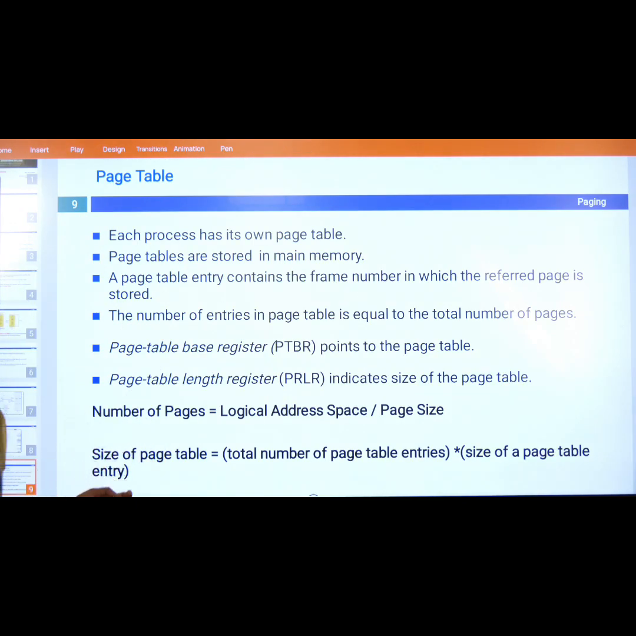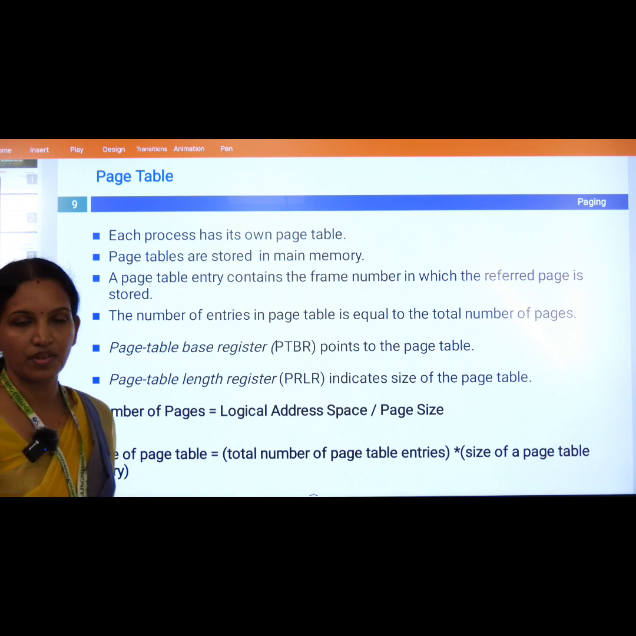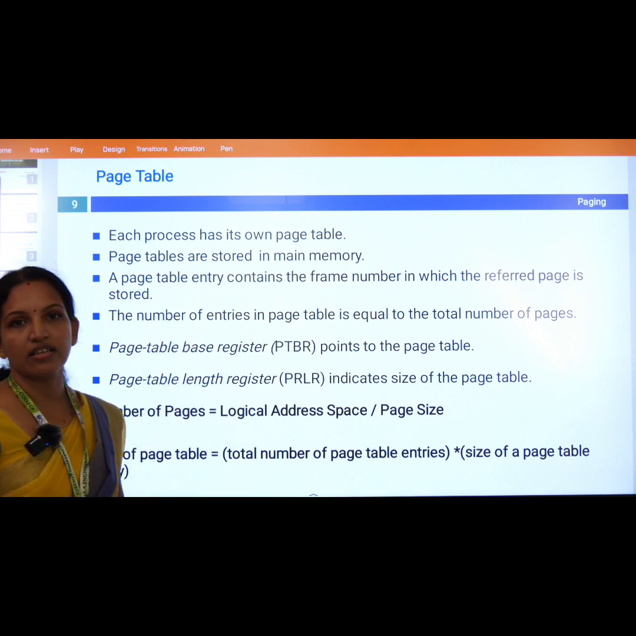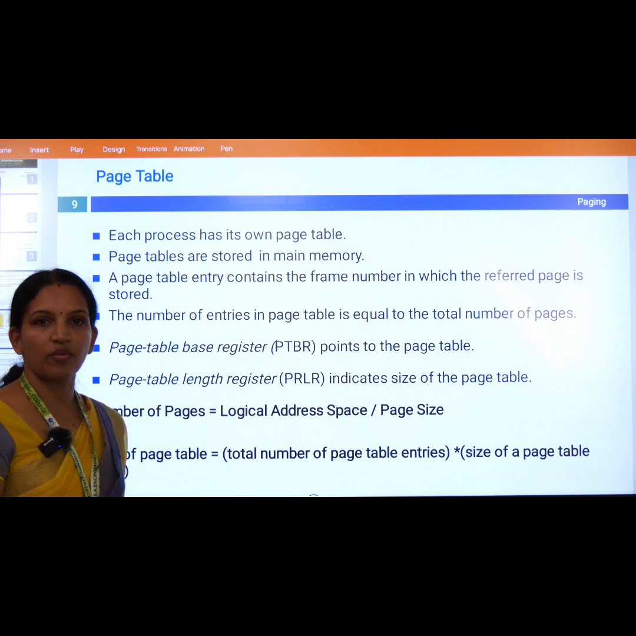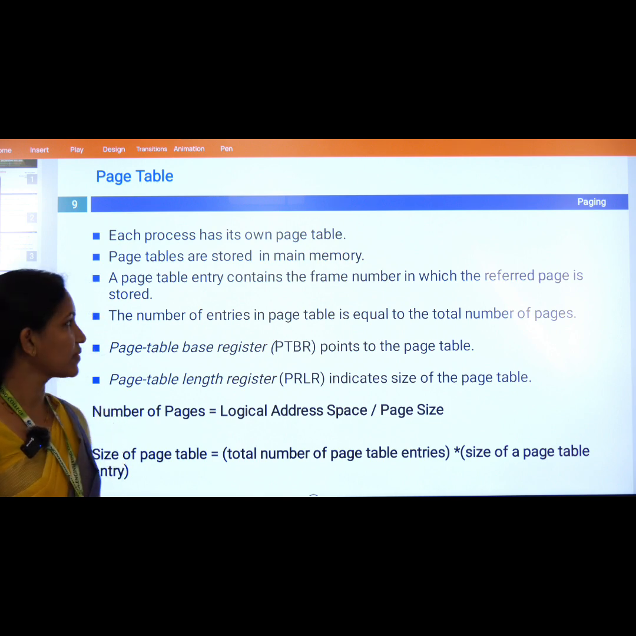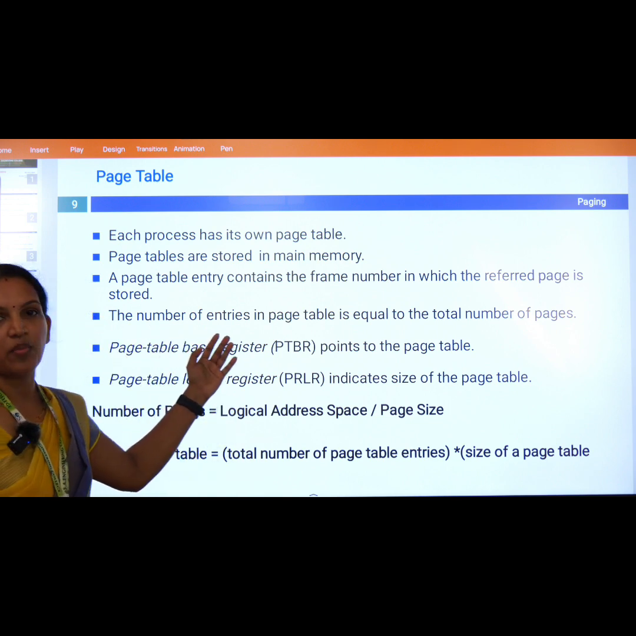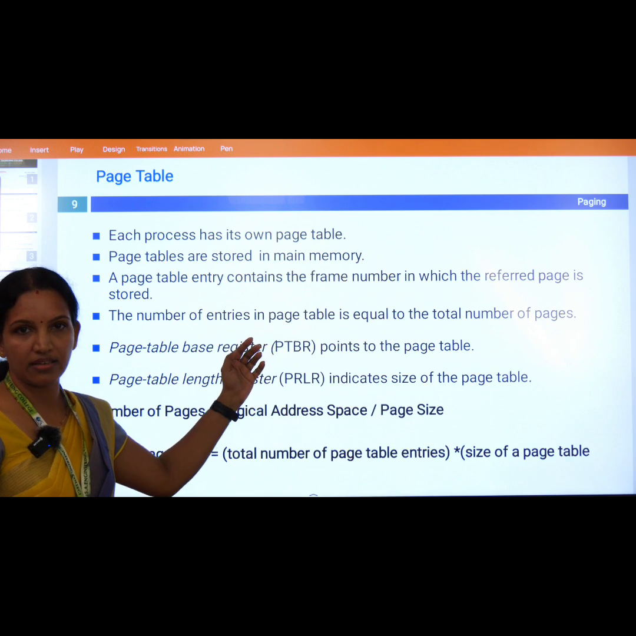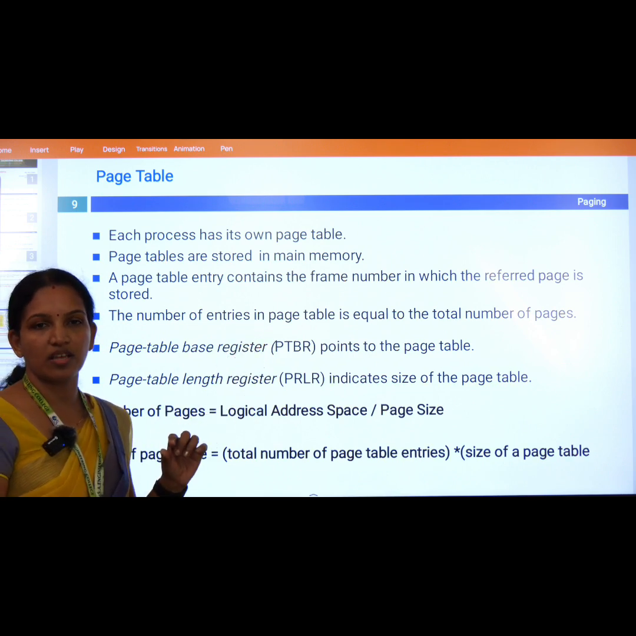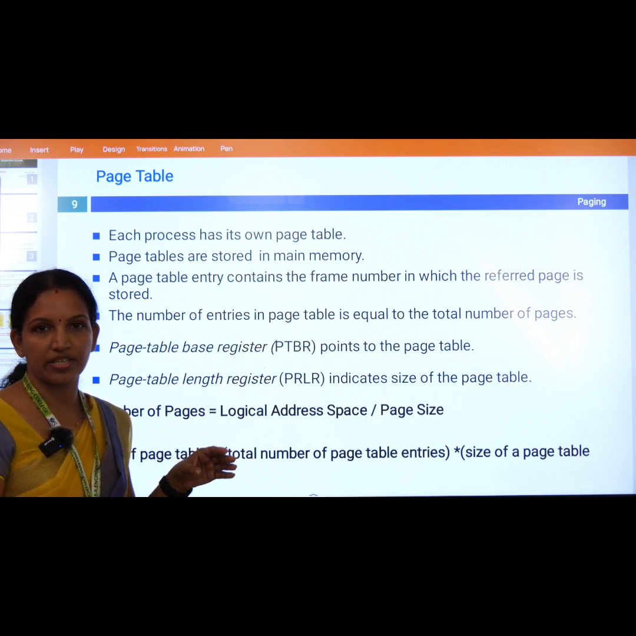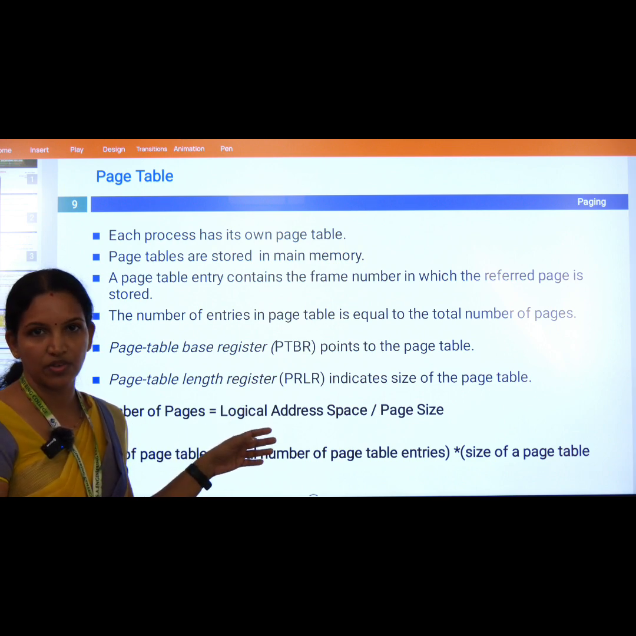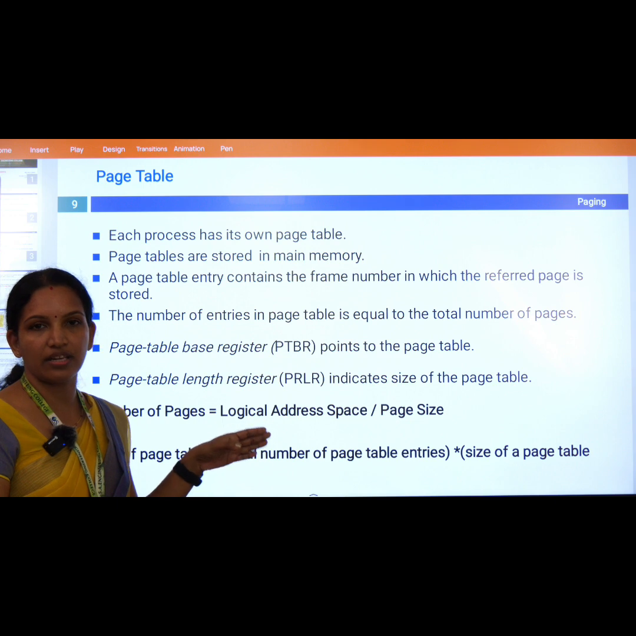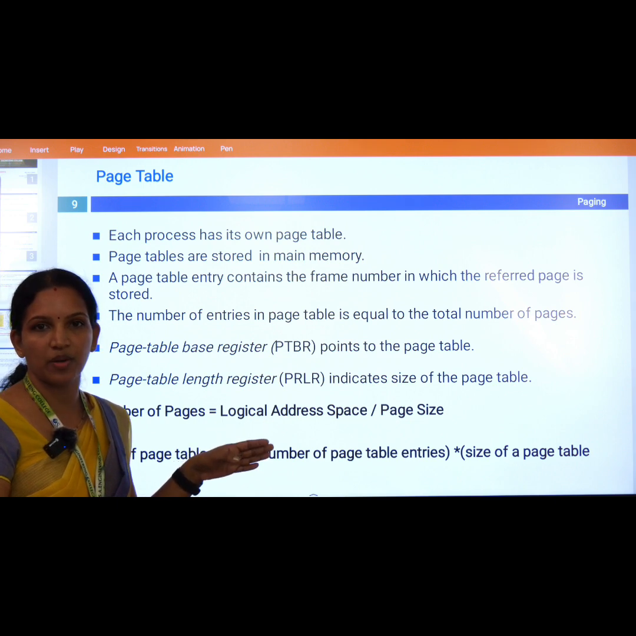Now let us see page table in detail. Every process has its own page table, and this page table will always be there in the memory. One important thing about the page table is that the number of entries in the page table will be equal to the number of pages in the logical address space of a process. This is very important to remember. A page table entry contains the corresponding frame number for the page.